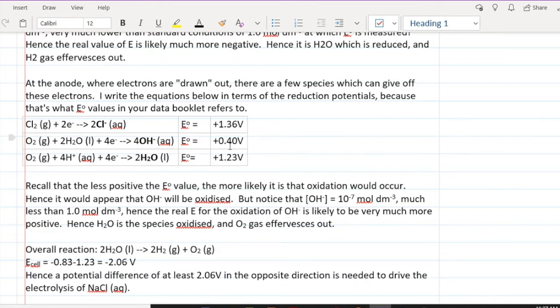positive, and thus the real E for the reduction of O2 to OH minus is likely to be very much more positive, and thus the oxidation of OH minus is very likely to be much more unfavorable. Hence, water is the species oxidized and oxygen gas effervesces out.